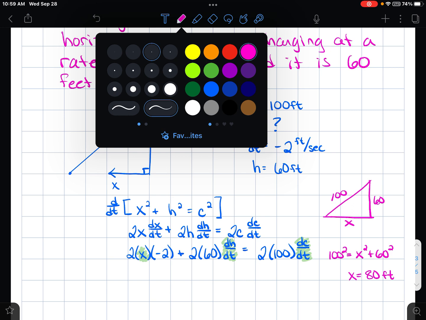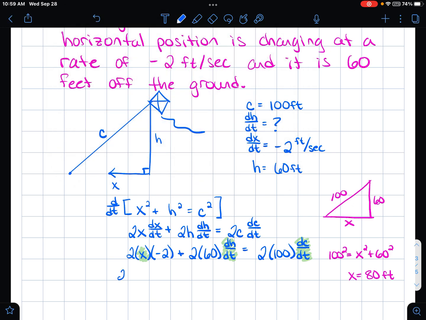Okay, we can make that substitution then. Now I can say this is 2. Right now at this moment, x is 80, dx dt is negative 2, and y is 60. dH dt is what we're looking for, so that's a variable we're okay with. And the last thing we need to find is dc dt.